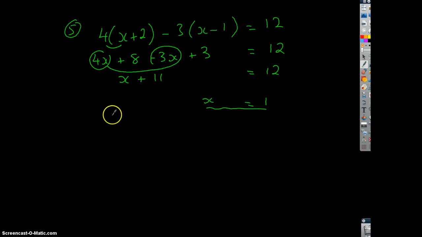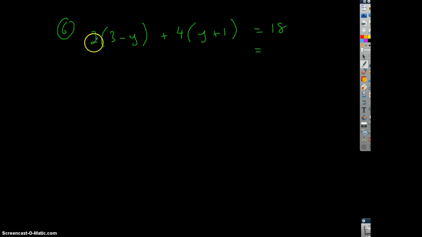Put it back into the original equation. 4 times 1 plus 2 is 3, minus 3 times 1 minus 1 is 0, equals 12. Yeah, 4 times 3 is 12, so 12 equals 12. The answer is correct.